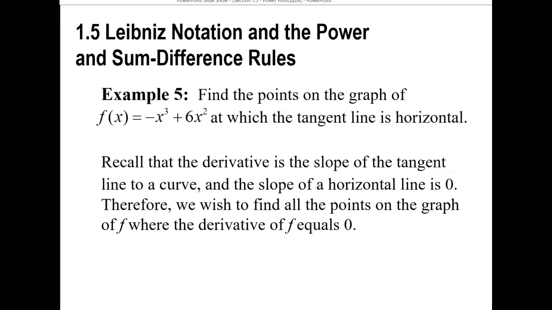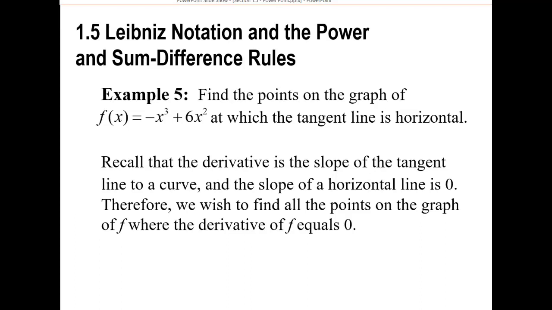All right, here we want to find the points on the graph of f of x equals -x cubed plus 6x squared, which the tangent line is horizontal. All right, so we're kind of trying to tie some concepts together here. Tangent line, we've just spent a couple sections talking about that the slope of the tangent line means the derivative. Okay, so we're going to have to remember that.